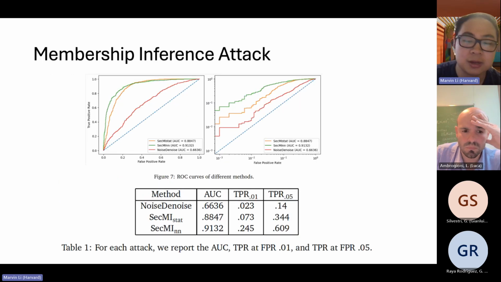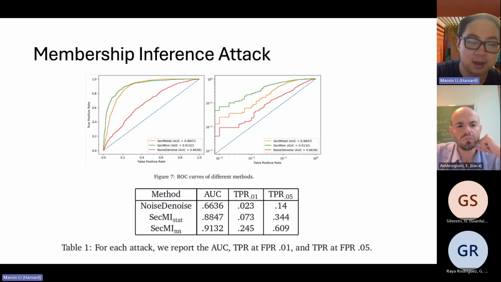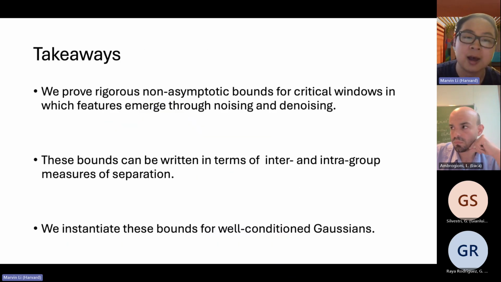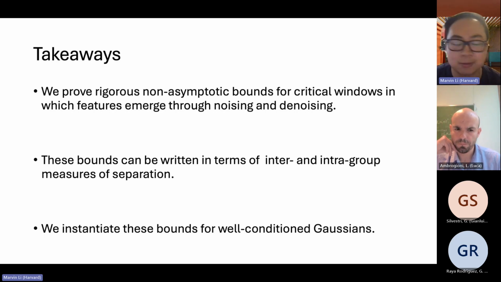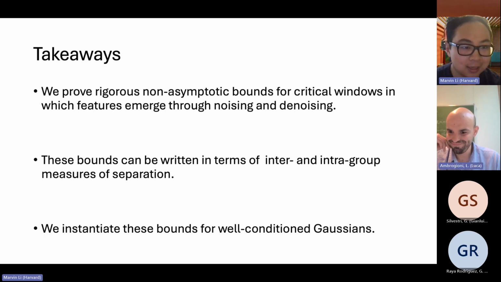Yeah. It turns out this can be used to motivate a membership inference attack that has non-negligible performance. And then just to give some takeaways generally, we provide rigorous non-asymptotic bounds for critical windows in which features emerge through noising and denoising. You can write these bounds in terms of inter- and intra-group measures of separation, and we can instantiate these bounds for well-conditioned Gaussians. Thank you so much.